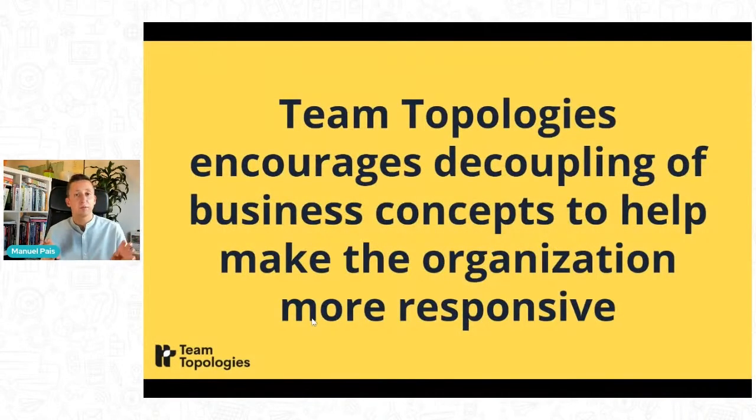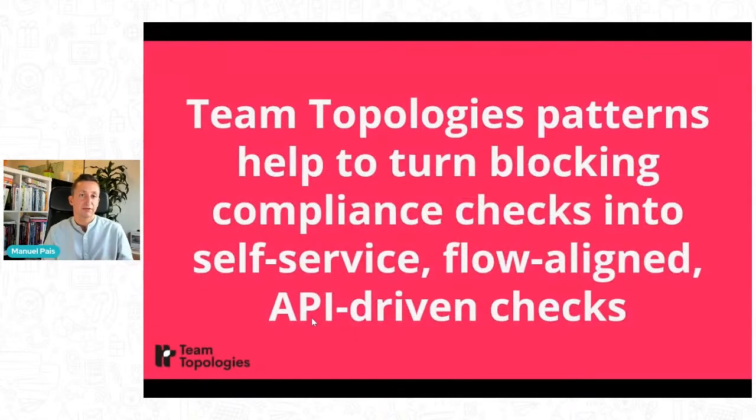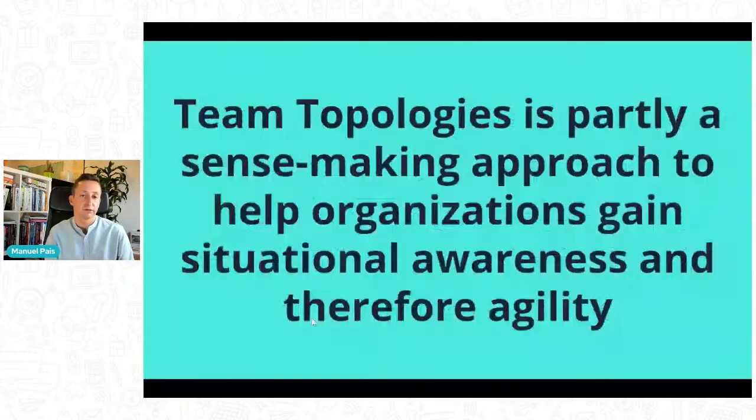We encourage decoupling of business concepts, so the monolith that ends up happening due to tangling of business concepts, so that we can have more responsive organizations because we have loosely coupled teams and value streams. The patterns in Team Topologies help to move from blocking dependencies, especially things like compliance checks, into self-service, flow-aligned, API-driven checks, in particular in internal platforms.